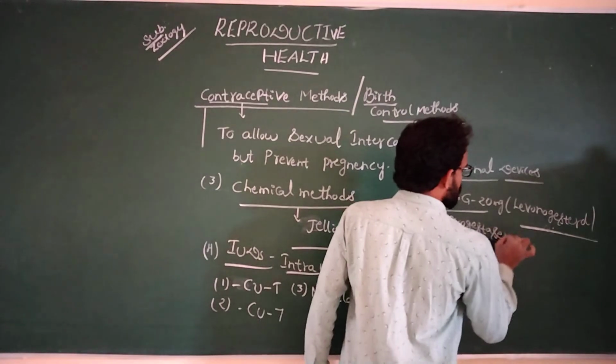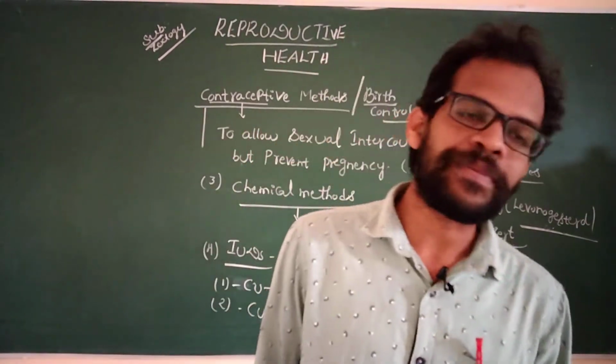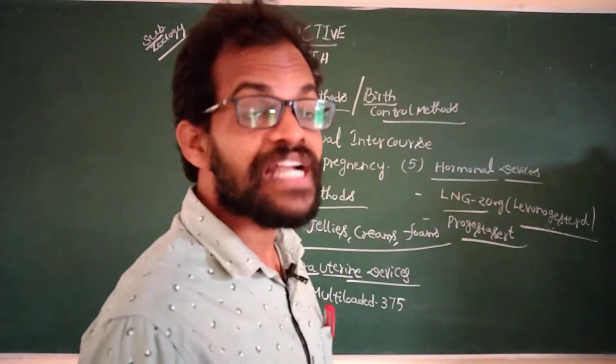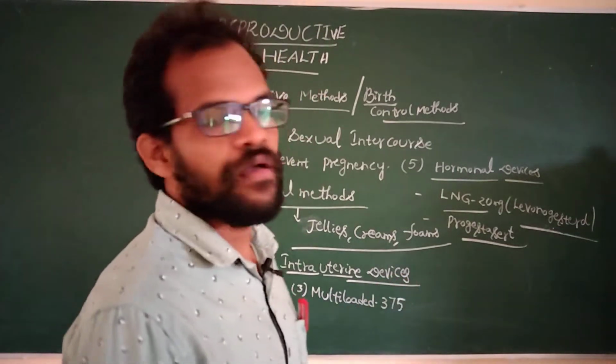Other than that, progestin. Progesterone-like chemicals, these artificial hormones, are also used before sexual contact. They prevent pregnancy.